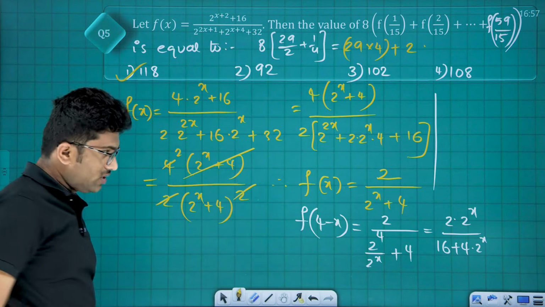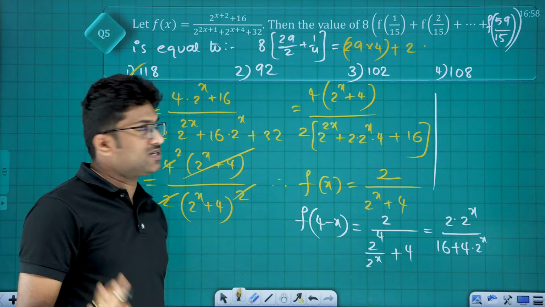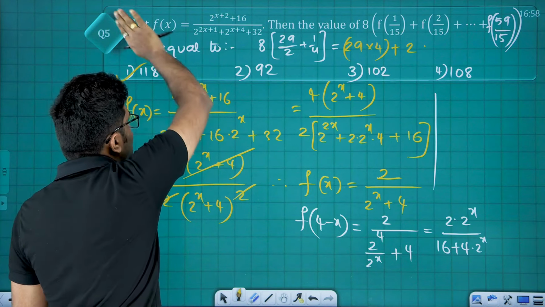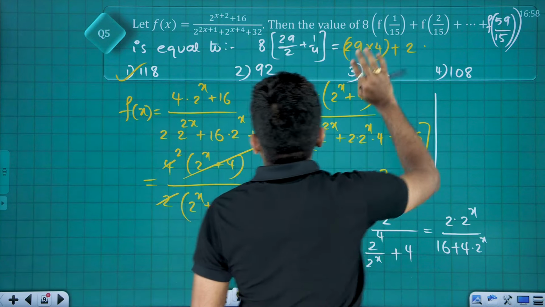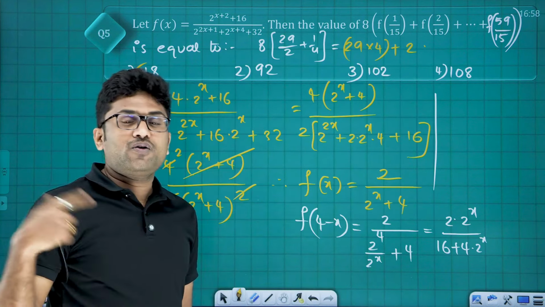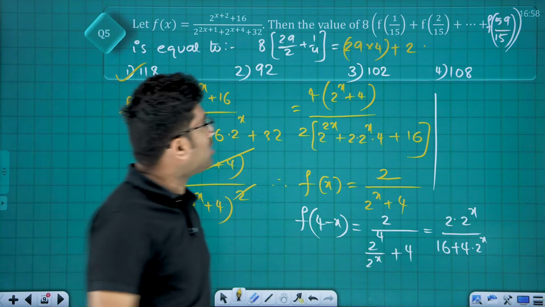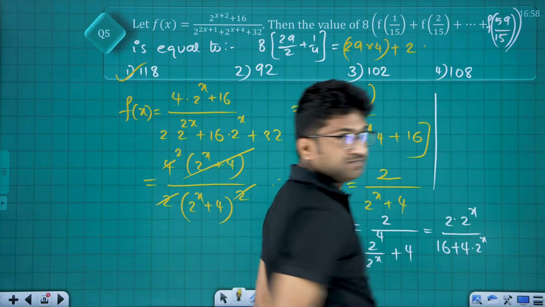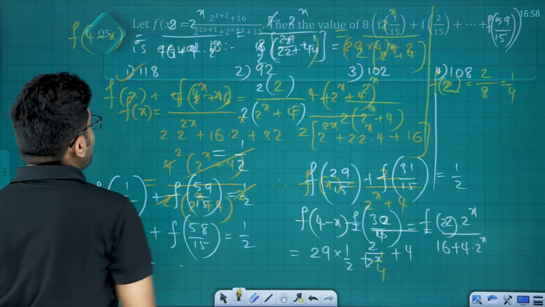The answer is 118. So here we have seen such types of questions, friends. The only thing that we are supposed to do is first identify f of x and identify whether we have to take f of x plus f of 1 minus x or f of x plus f of 2 minus x. That all depends on the values that they have given. Clear? So the result is 118. Next question.